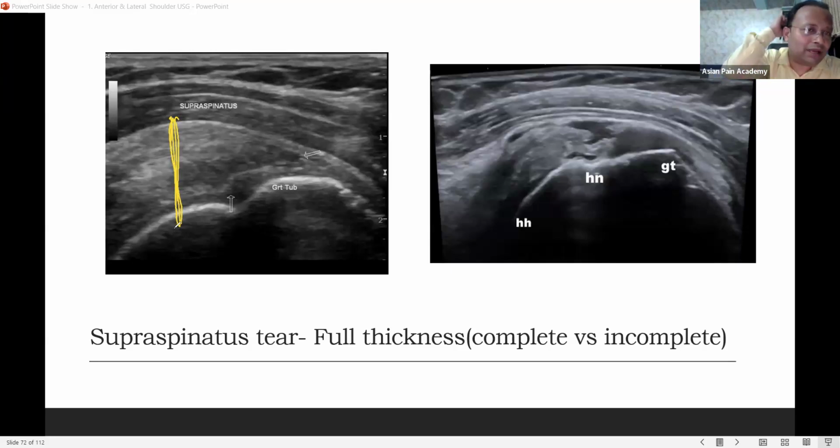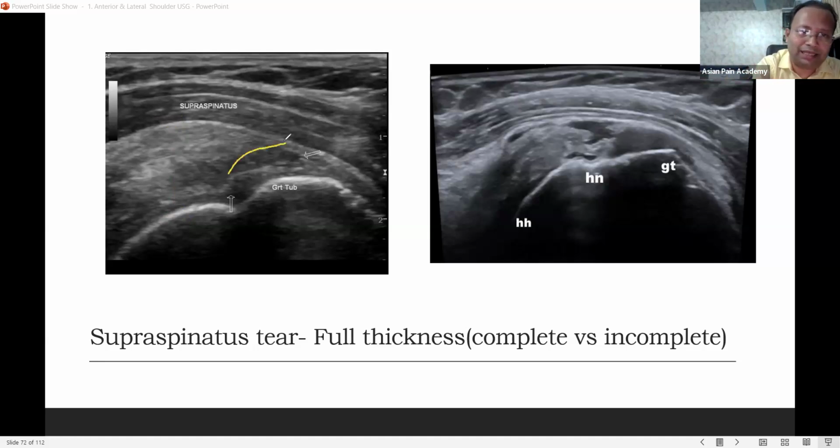But think in this way, that at some point there is a hole, as if somebody has drilled. From this side drilling has started and this side drilling has ended. So the resultant tear will be a full thickness tear, but it will be an incomplete tear, because ultimately if you go a bit laterally or medially, a bit sideways, then you will see that the fiber is continuous. So this type of tear, we will say is a full thickness tear, but an incomplete full thickness tear.